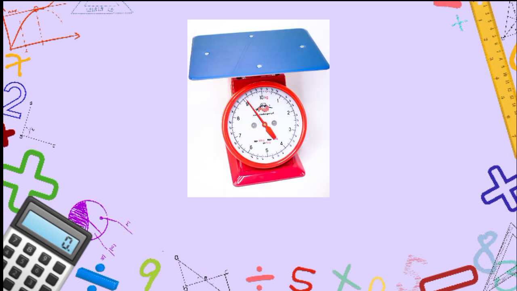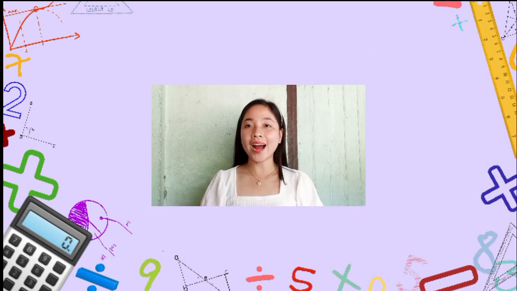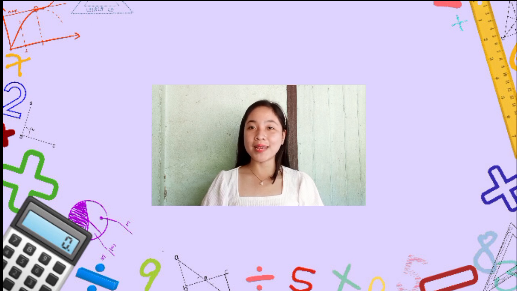This measuring tool is called... Very good! This is a weighing scale, and it can measure weight or mass. And the last item is called... Perfect! This is a measuring cup, and a measuring cup is used to measure volume. Now, we are done with our game-based activity.